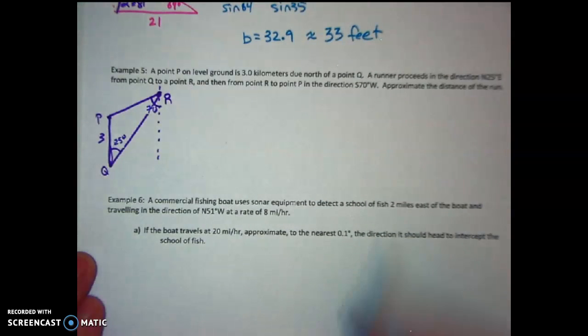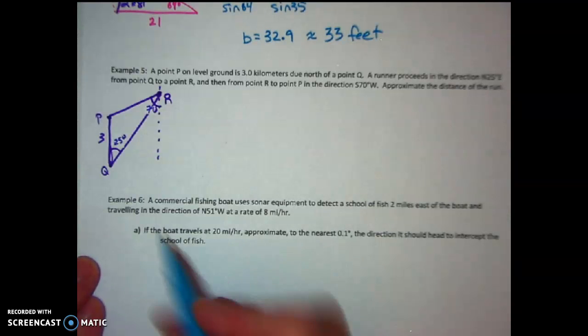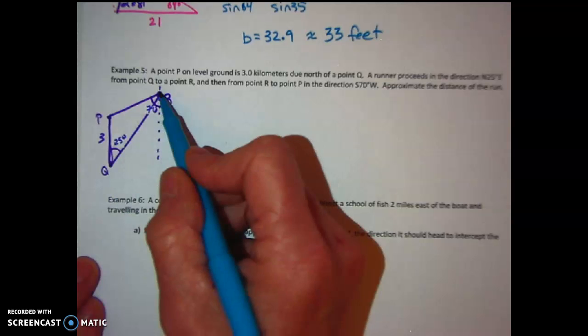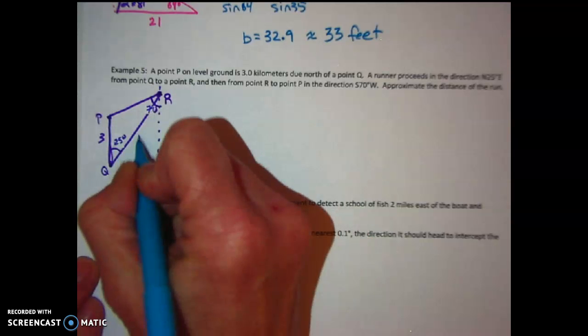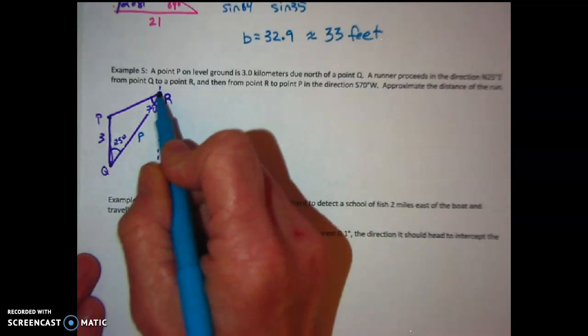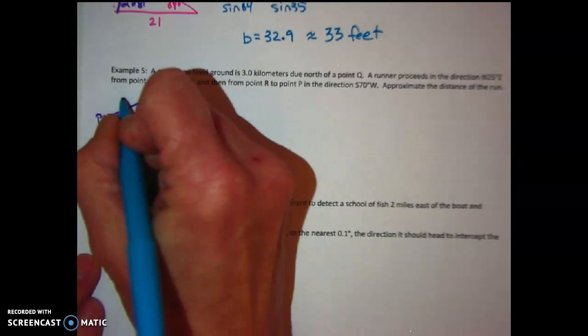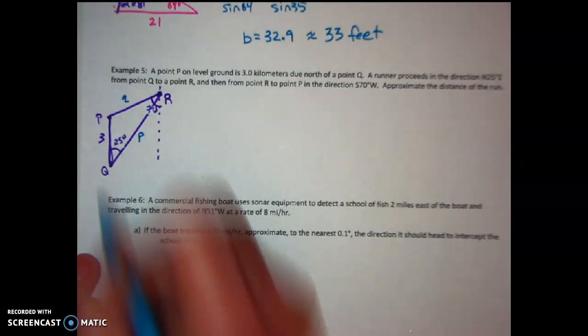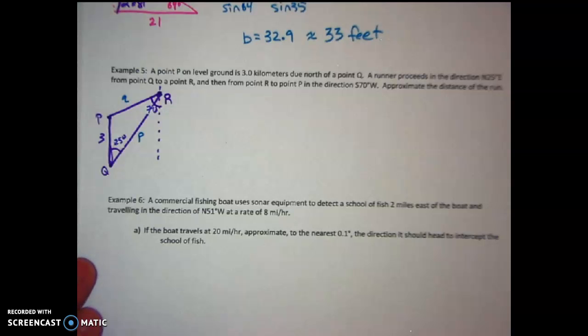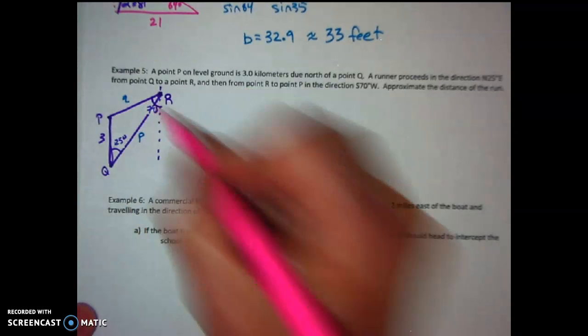So we have our figure, and we need to approximate the distance of the run. So keep in mind the runner ran from point Q to point R, so this is side P, and then they ran from R to P, which is side Q. So this 3 miles was not part of that runner's run. We ultimately need to find the distance of P plus Q. So we need to figure out what that interior angle is.